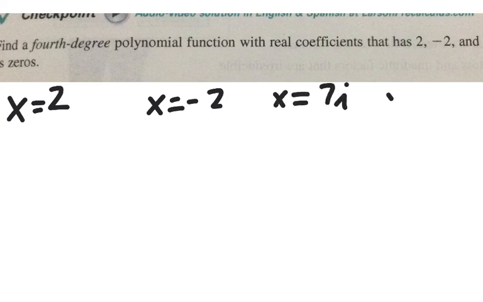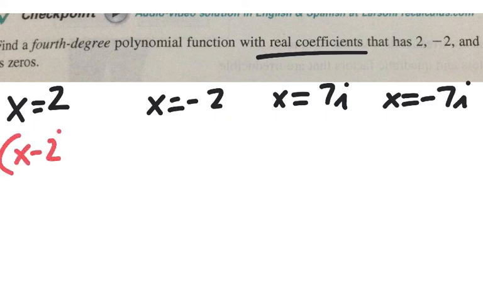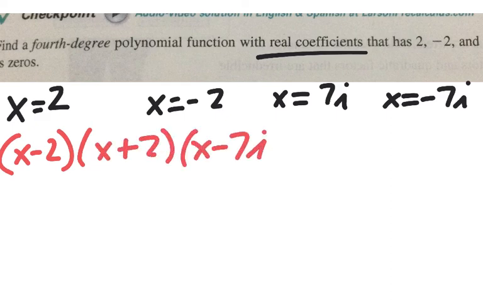Okay, so let's start here. Am I ready to go over this? Am I good? The roots are at 2, negative 2, 7i, and we know negative 7i must also be a root because it's real coefficients. So the conjugate must also be a root. Now then, we are working backwards. So write these as factors. So I have x minus 2 times x plus 2 times x minus 7i times x plus 7i.